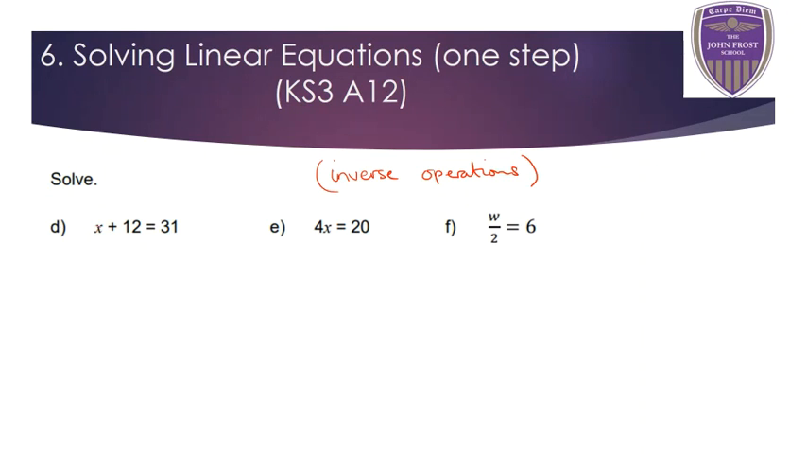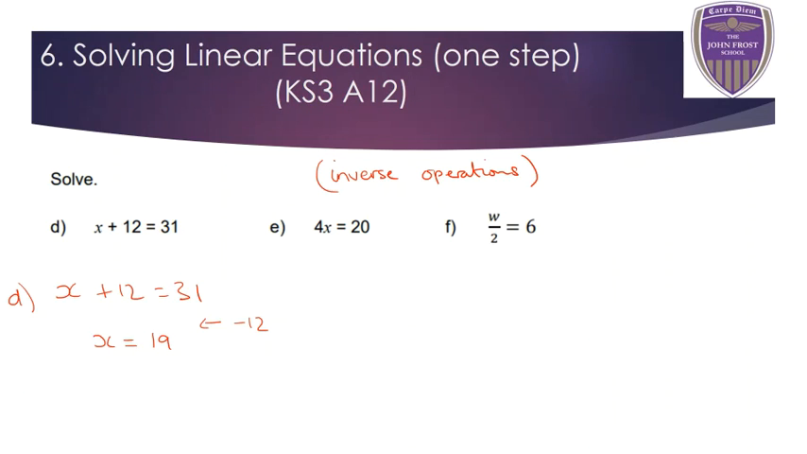So for question D, look, it says x plus 12 equals 31. So something plus 12 equals 31. I'm just going to rewrite it. Well, the best thing to do for this one is do the inverse of adding 12. Okay, so the opposite of adding 12 is to subtract 12. So if we subtract 12 from both sides, 31 minus 12, we'll use the column method if you need to, should be 19. So x has to be 19.